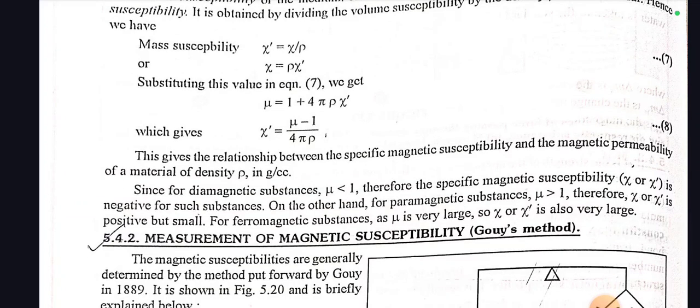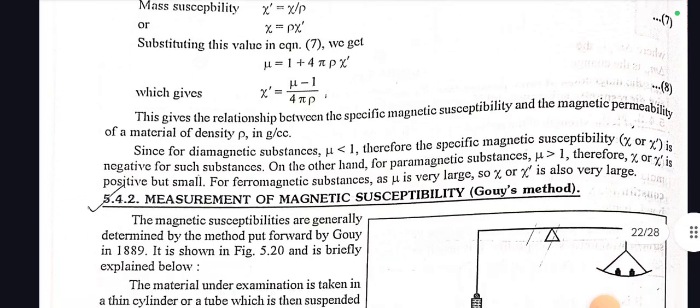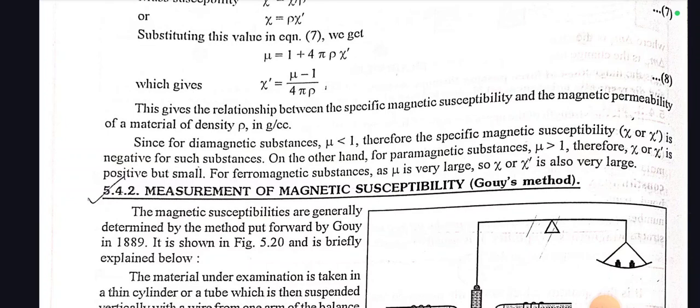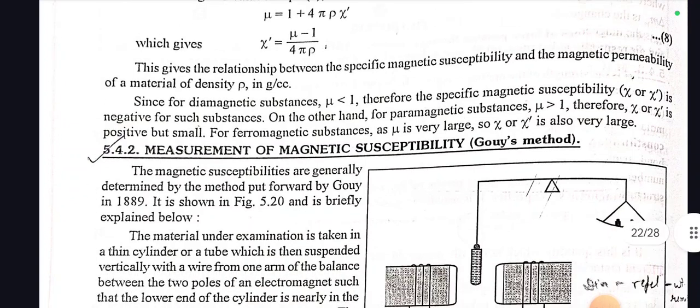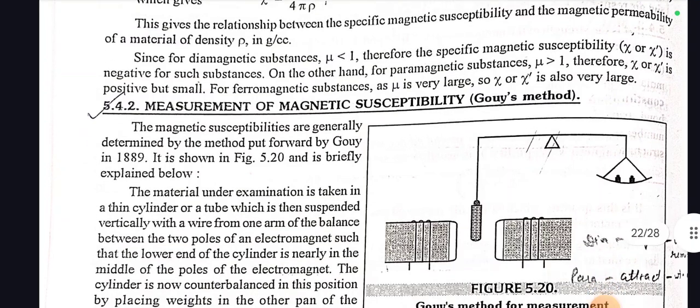This gives the relationship between the specific magnetic susceptibility and magnetic permeability of a material of density rho in gram per cc. Since for diamagnetic substances mu is less than 1, the specific magnetic susceptibility is negative for such substances. On the other hand, for paramagnetic substances mu is greater than 1, therefore susceptibility is positive but small. For ferromagnetic substances, as mu is very large, susceptibility is also very large.